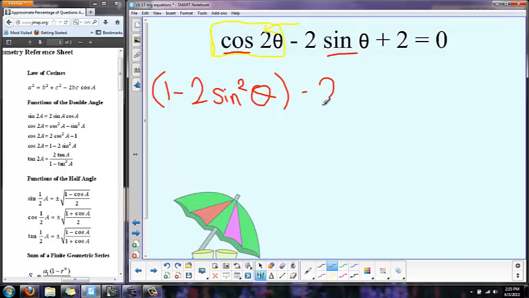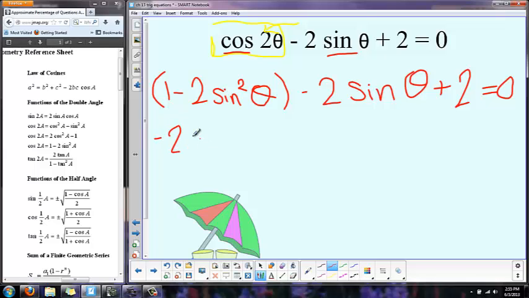The only reason why I put that in parentheses was because I want you to get into the habit of putting something in parentheses if you substitute it into an equation, just in case there was a 3 out front. Then you'd know to distribute that 3 through. Plus 2 is equal to 0. Now, I'm just going to do the same thing I did before, rearrange all of this so that the sine squared comes first. So this is negative 2 sine squared theta minus 2 sine theta. And then I have to just combine those like terms.